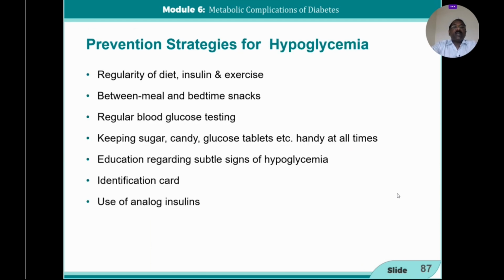Prevention strategies: regularity of the diet and insulin, exercise, and then most important in hypoglycemic patients is SMBG. They should have a glucometer and check their blood sugars. They should know which food is causing hypoglycemia, how much food is causing hypoglycemia, and how much time distance between the food and the insulin is causing the hypoglycemia. These are all things to be learned by themselves. So that is the SMBG.